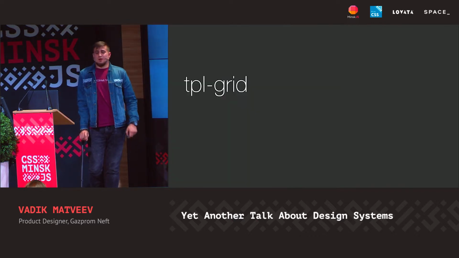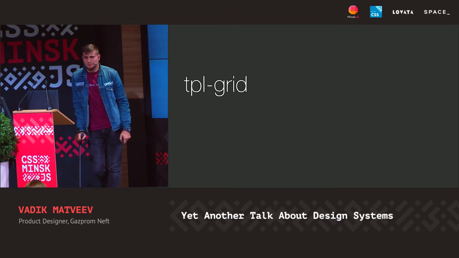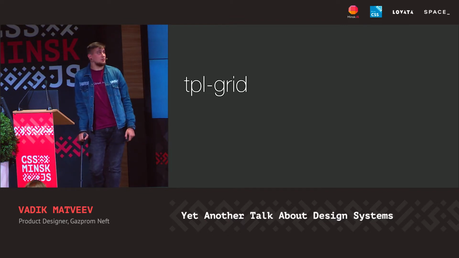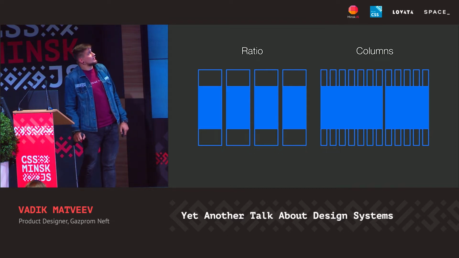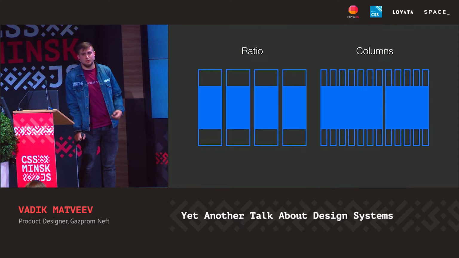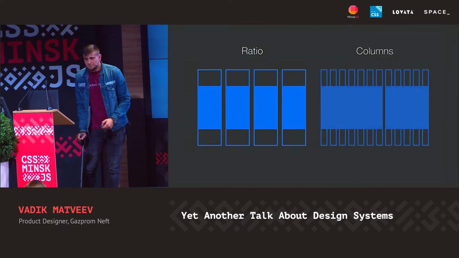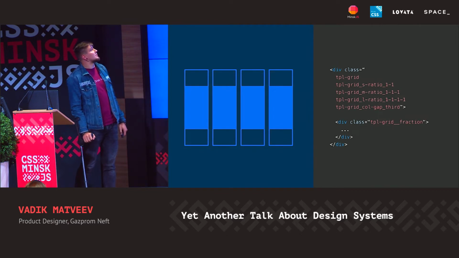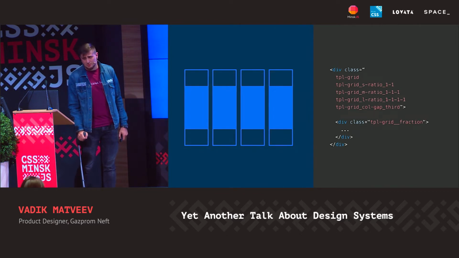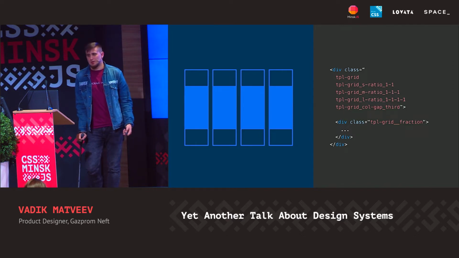OK, now it's time for Tpl Grid. This block is good for mid-level layout inside sections. This block is fully responsive. There are 2 scenarios of using Tpl Grid. The first one is a grid with visually equal items. And the second one, a classic column grid. OK, no ratio grid. As I said, it's very handy when you have visually equal items.